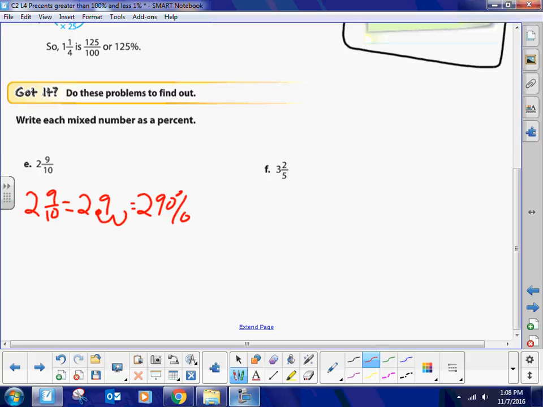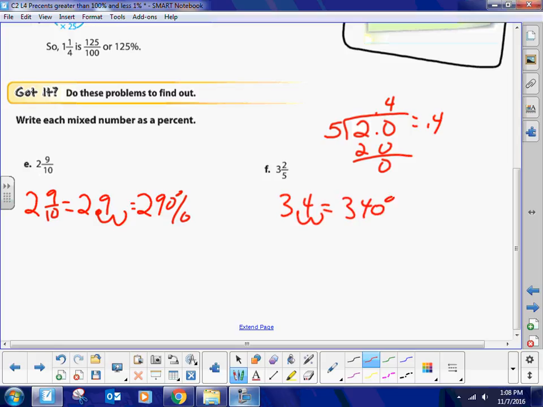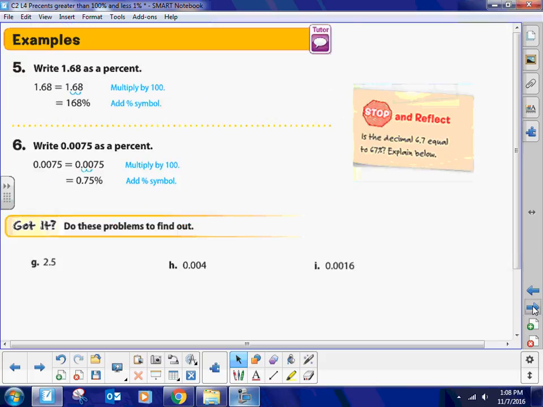All right? 3 2/5. All right? Find the decimal for 2/5. Just do the division. So this is equal to 0.4. So this is 3.4, right? Move the decimal over 2 spots, and you get 340%. Okay? That's how I would do it. Change it to a decimal first, and then change it into a percent. Use a pattern. Stay with a pattern. Don't do it as any other thing.